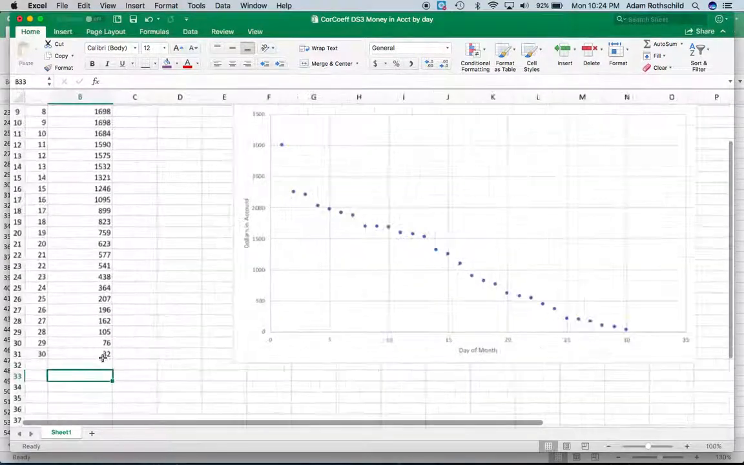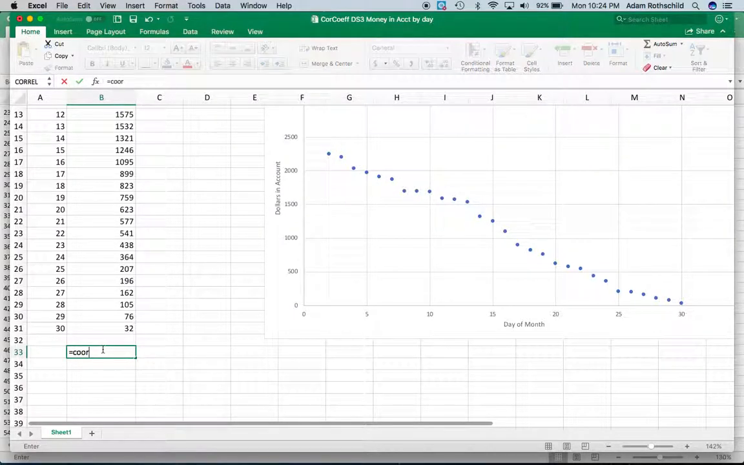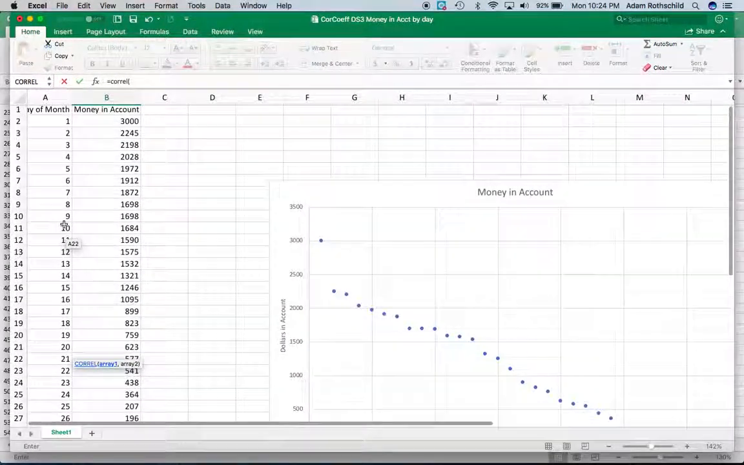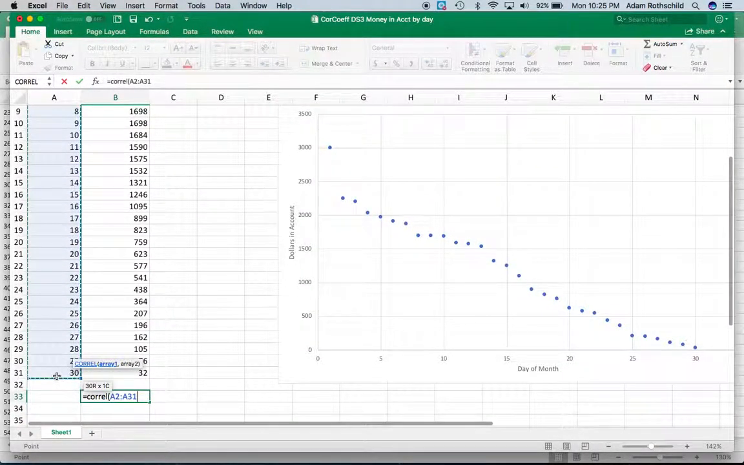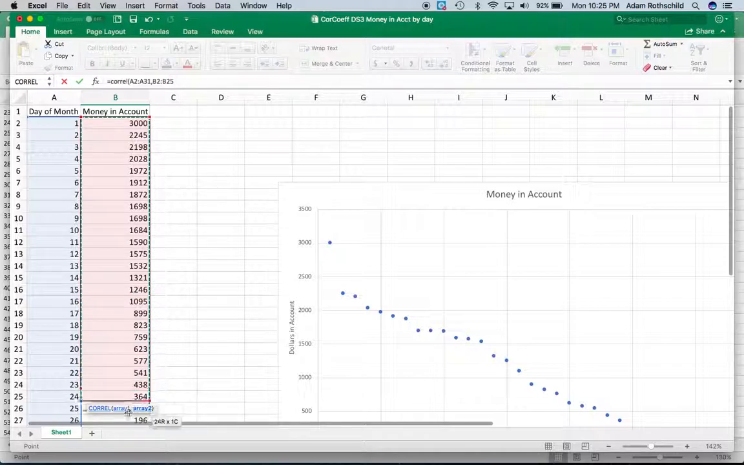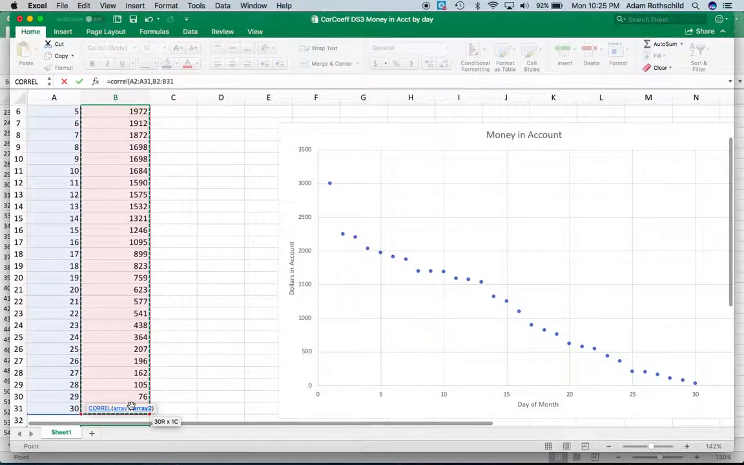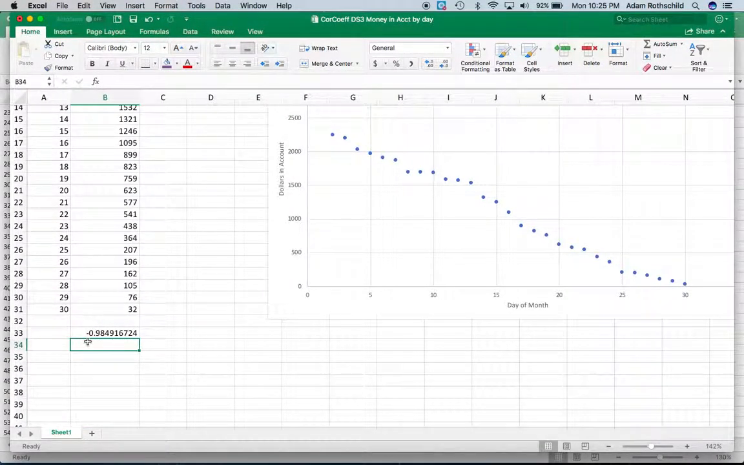I'm going to go into this block here, zoom in a little bit, and I'm going to enter equal, whoops, I'm going to spell it right, correlation, and I got to go back up here. That's my first array. I'm going to make a comma. Go back up here to my second array. And I'm going to hit return. Look at that. I get negative, as we predicted, negative 0.984. That is a very strong negative correlation because it's very close to negative 1.